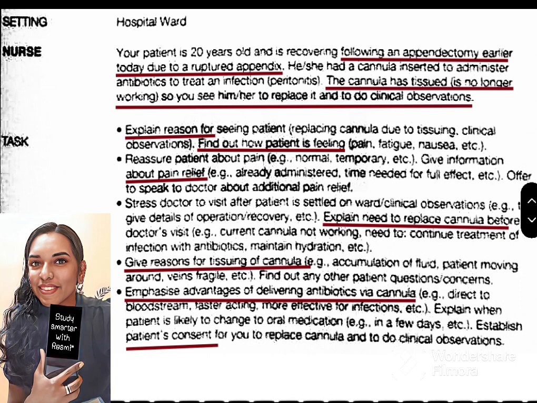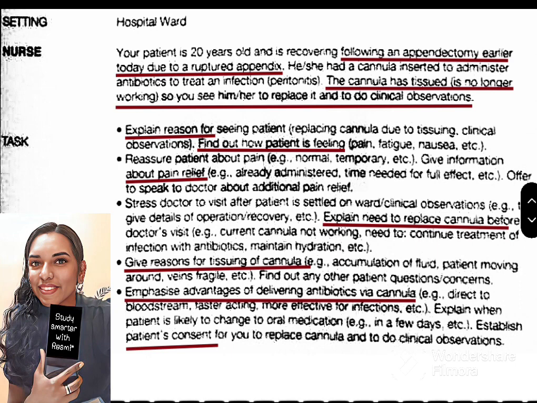Today I came with another informative role play card. This scenario is happening in a hospital ward and you are talking to a patient. So we will see the scenario first, then we will go through the tasks one by one. Your patient is 20 years old and is recovering following an appendectomy earlier today.